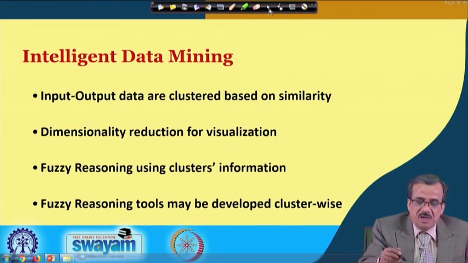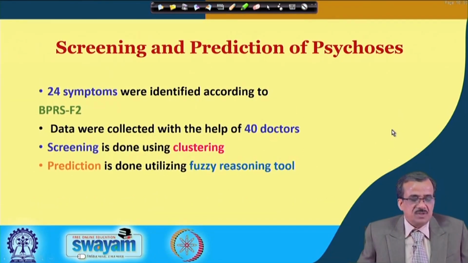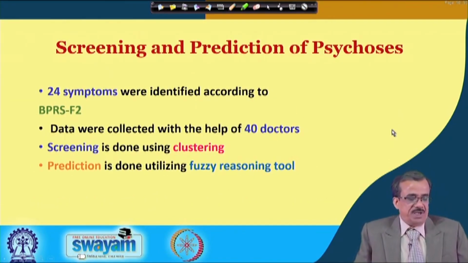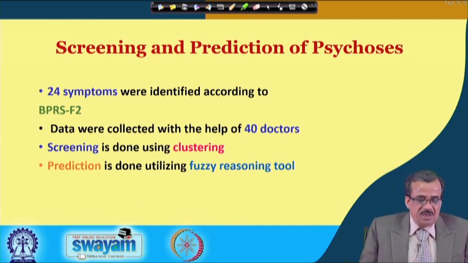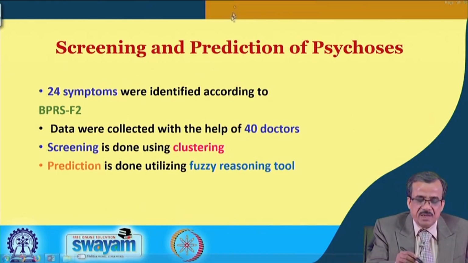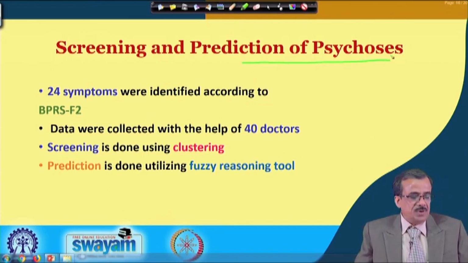So, fuzzy logic and neural networks have a large number of applications. Here I am going to quickly take one example which we have solved. It is the screening and prediction of psychosis. This work we carried out a few years ago.